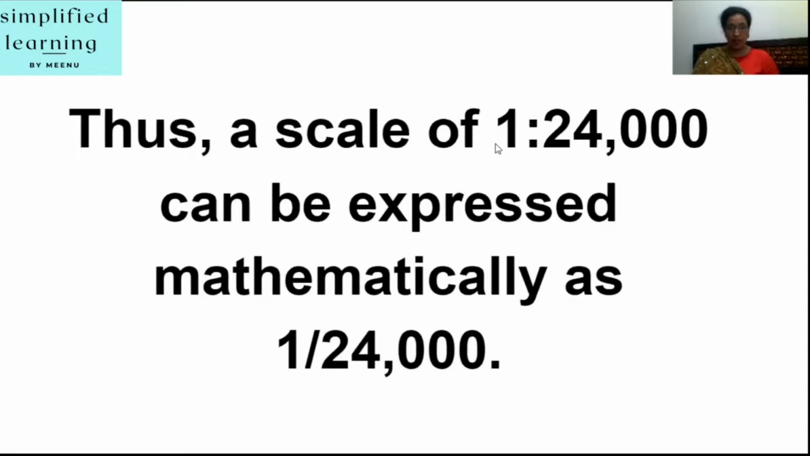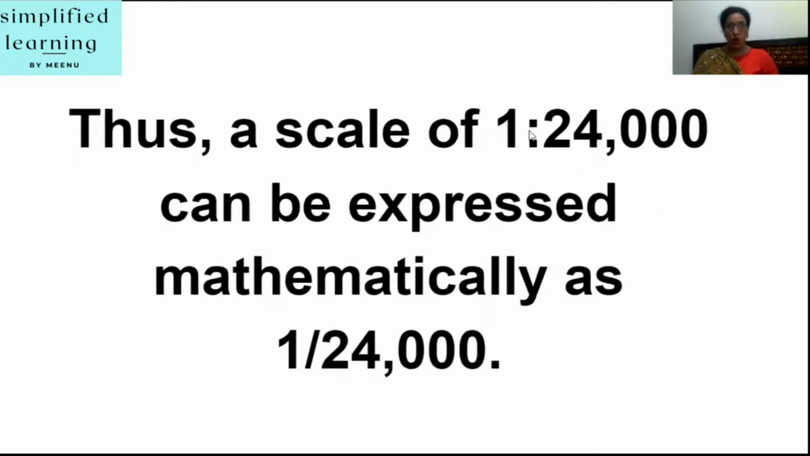Okay, now let's understand. This is a fraction in which the numerator expresses the distance on the map and the denominator represents the actual distance on the ground. It must be noted that the numerator is always 1 and both the numerator and denominator are expressed in the same unit. For example, here 1 is the distance on the map and 24,000, whatever unit we use here, that will be the distance on the ground.